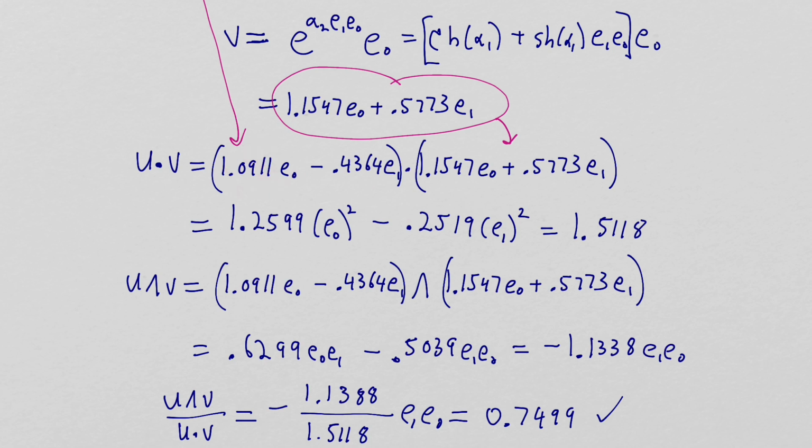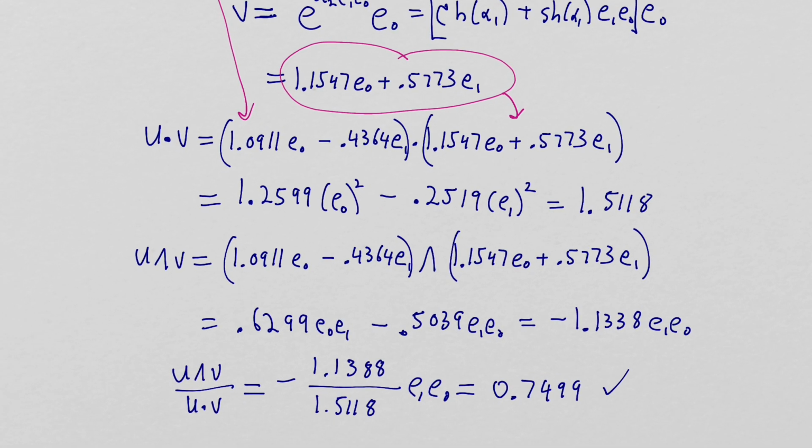So the only terms that matter are the ones that are direct terms. So we have 1.0911 times 1.1547. Turns out that that is 1.2599 E0 squared. And then the other part is minus 0.4364 times positive 0.5773 E1 squared. So these two multiply together to give you a negative 0.2519, but E1 squared gives you another negative sign. So you end up adding this number to this number, and you get something larger than this number. You get 1.5118. So U dot V is 1.5118.